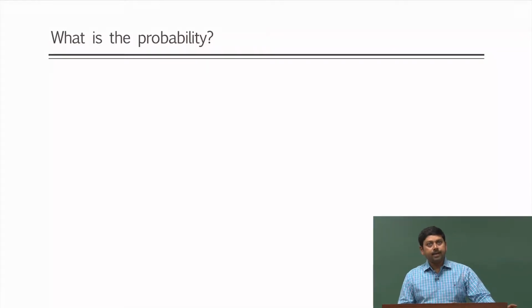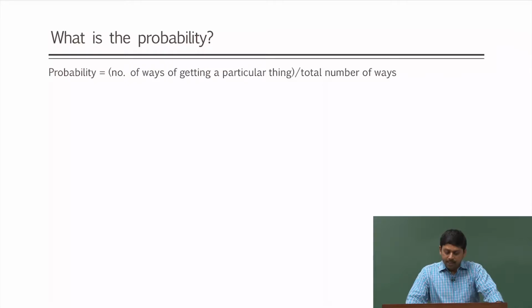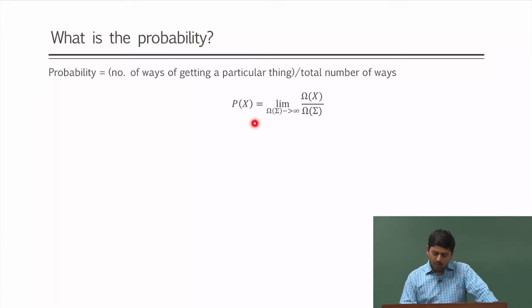So, since we said that when a system is left itself it will go towards a condition of maximum probability, we have to talk about what is probability. Probability, very simply put, is the number of ways of getting a particular thing divided by the total number of ways. So, let us say we are talking about probability of x. X is a particular thing, that is the thing that we talked about. Probability of getting a particular thing is the number of ways of getting that thing.